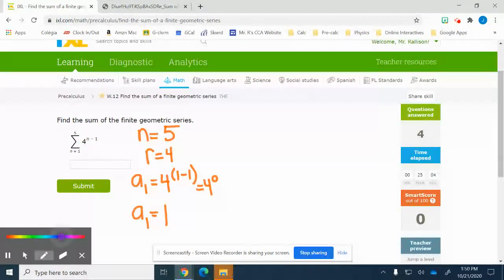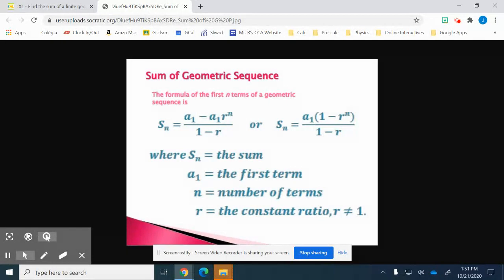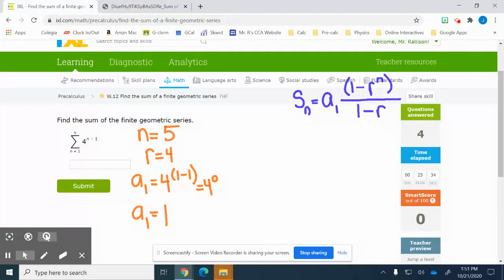And we can go back and start with here. We've got to write our formula. So the sum of a certain number of terms equals the first term times, and it's a fraction, right? And the top one is 1 minus r to the n. And the bottom is just 1 minus r. And let's go back and double check that to make sure we got it right. Never hurts to double check. We got it right, so we're going to keep moving.